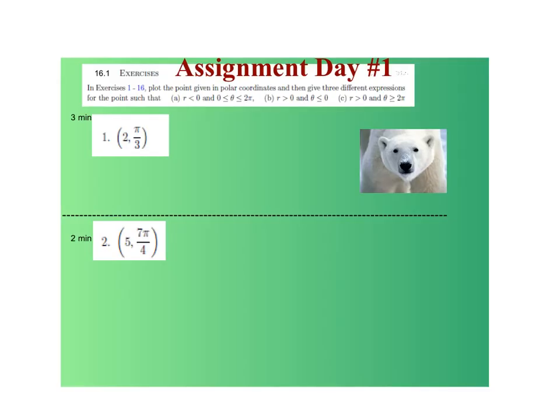This starts the beginning of your homework. You're supposed to plot this point and then give 3 different expressions. So find 3 coterminal angles to pi over 3, or find a radius that's negative instead of positive, to find 3 different points that are all at the same place.